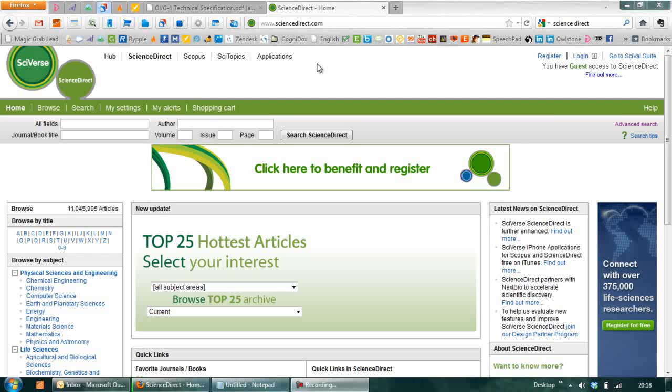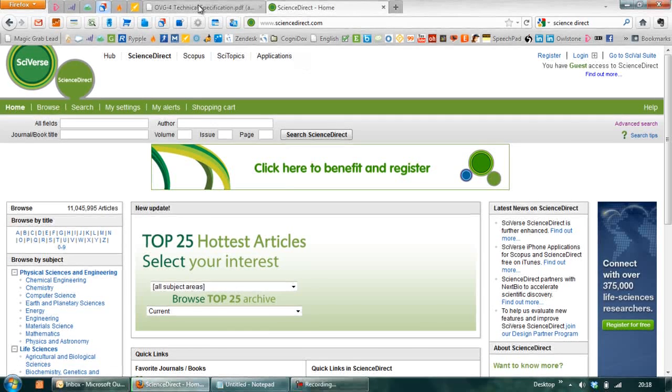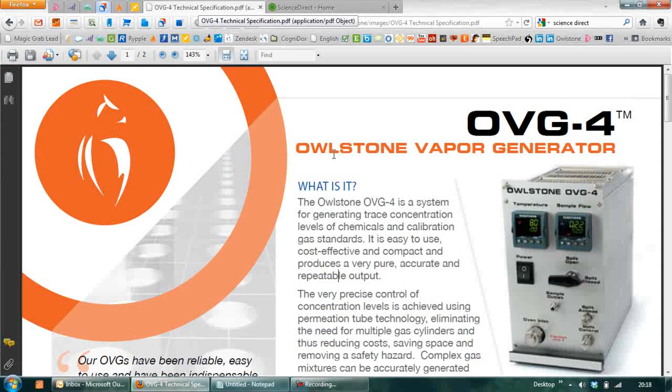So Magic Grabber helps you identify and generate new leads and target them with highly personalized sales emails. The easiest way to explain Magic Grabber is by telling the story of how it was developed and some of the results it's produced. This system here is the OVG4 calibration gas generator.